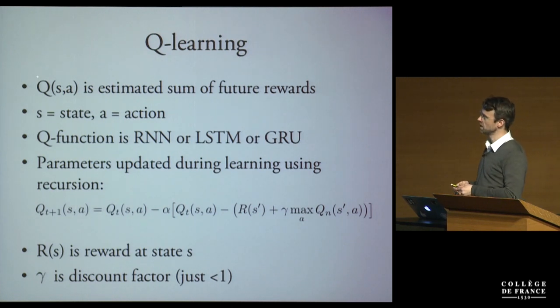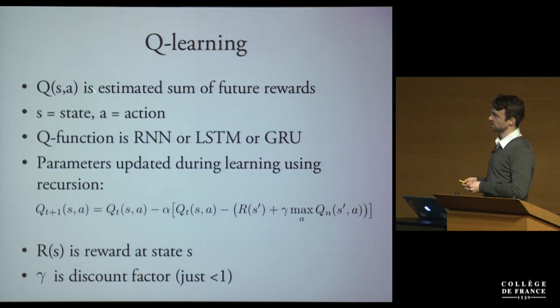So the idea is you have some Q function, which is going to depend on the current state you're in and the action you're thinking of taking. And that's the estimated sum of future rewards. So that is, if we went forward to infinity, what would be the total amount of reward I would expect being in this state and if I took that action.